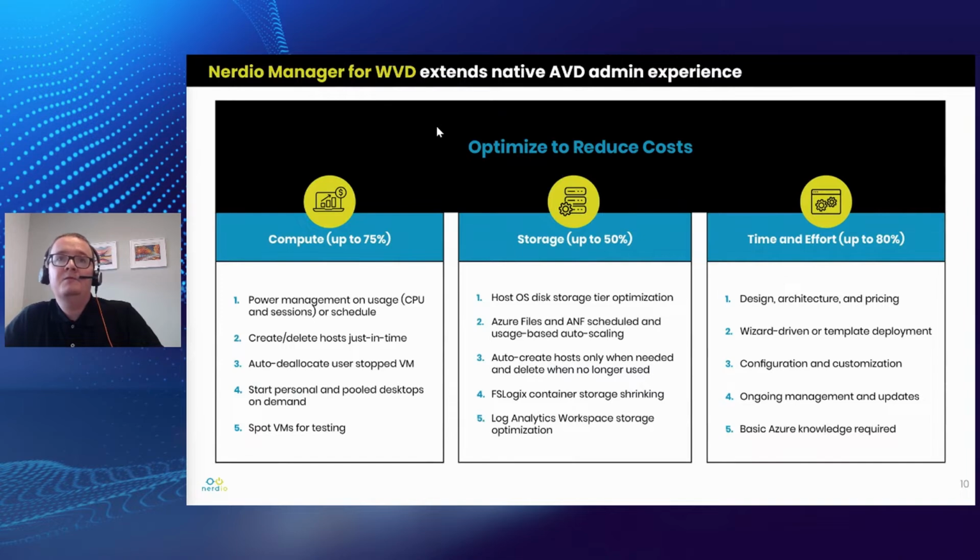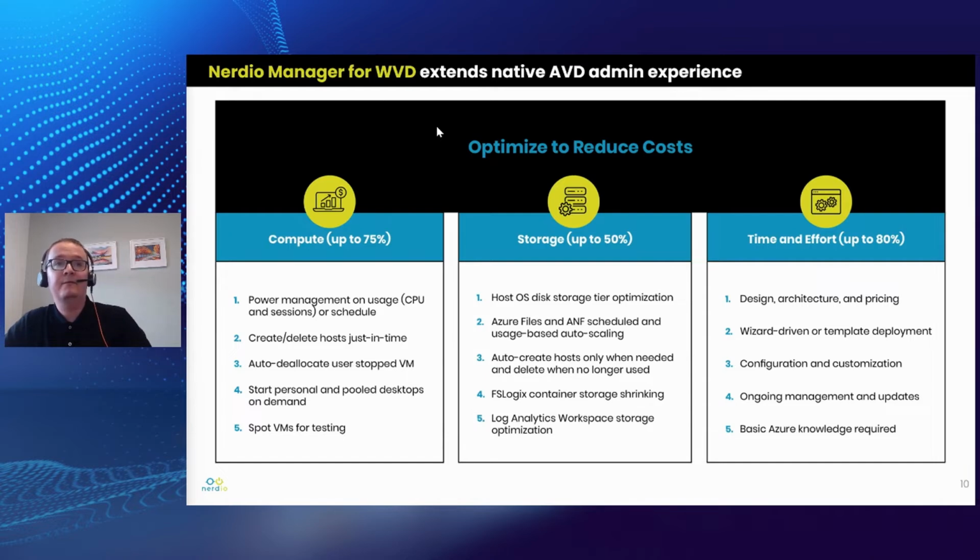Okay, so how do we optimize and reduce costs? As I touched upon: compute, storage, time and effort. For compute, we enable you to do power management using auto scaling, so switch machines off when they're not being used. We can do that based on different trigger points, like CPU and memory. We do user-driven auto scaling as well. So when somebody connects to the VM, it'll power on, and when they disconnect or log off from the VM, it'll power off.